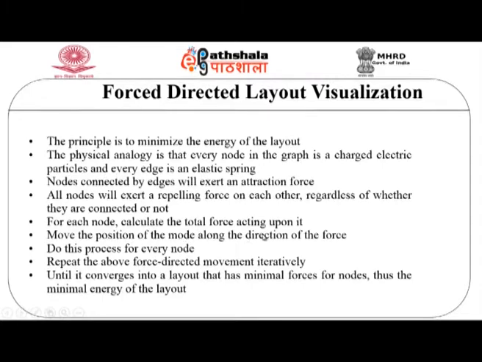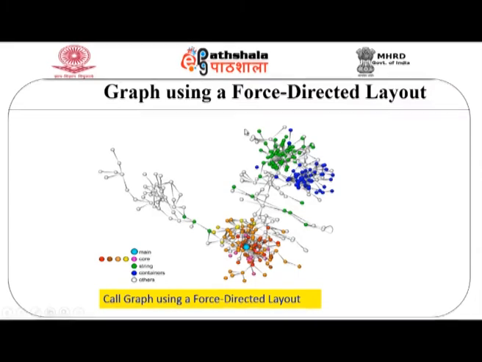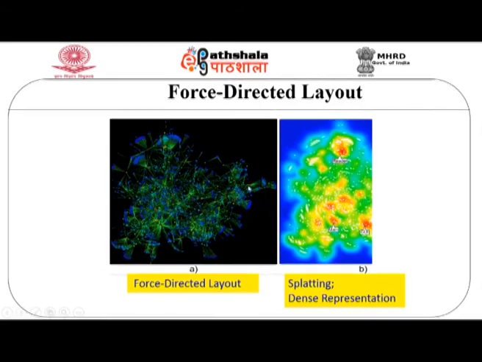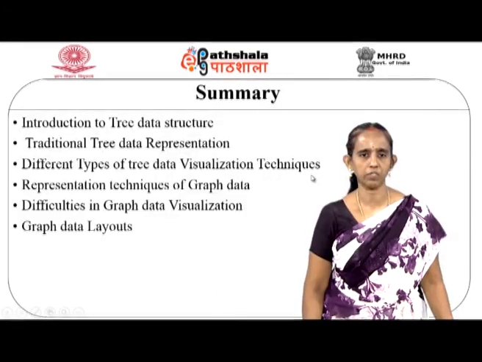We try to move the position of the node along the direction of the force. We do this process for each and every node, and we repeat the force-directed movement in an iterative manner until it converges to a layout that has minimal forces for the nodes and thus the minimal energy of the layout. The output that you get will be of this format, which is a call graph generated using a force-directed layout. These are some example graphs drawn using the force-directed layout. This is a splatting technique which shows a dense representation.